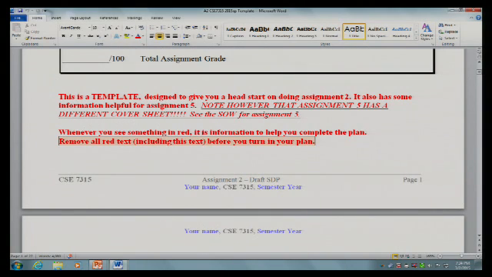Whenever you see something in red, it is information to help you complete the plan. Remove all red text, including this text, before you turn in your plan. Some of you didn't do that. The red stuff is still there, which means you apparently didn't read this.